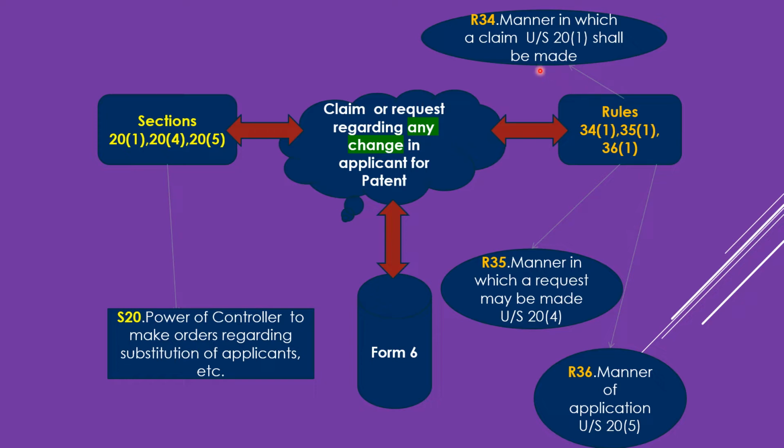So what is 34? Rule number 34 is manner in which a claim under section 20 subsection 1 shall be made. Rule 35 is manner in which a request may be made under section 20 subsection 4, and rule number 36 is manner of application under section 20 subsection 5. Okay friends, after refreshing this slide, let us proceed to the particular section.